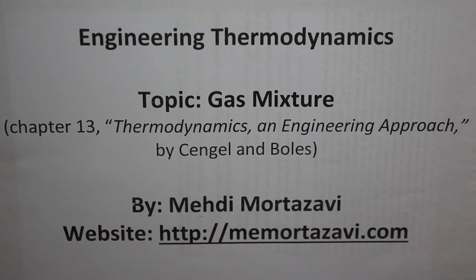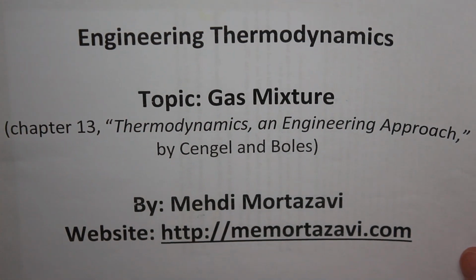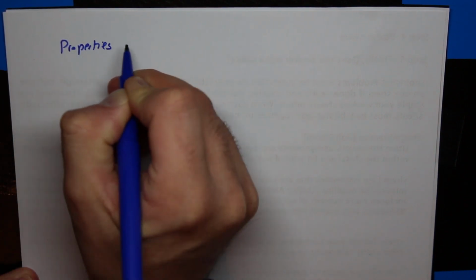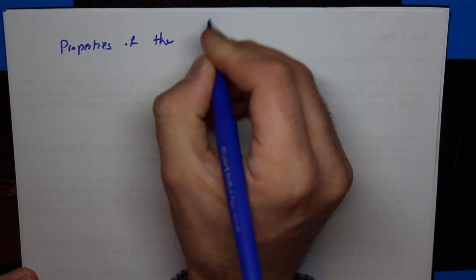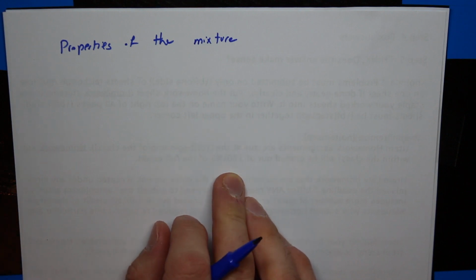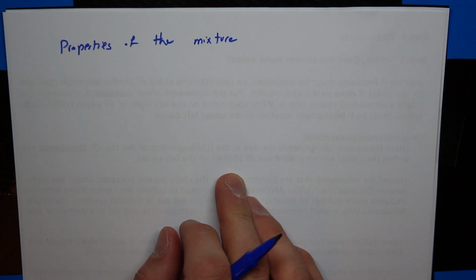Okay, now in this video, I'm going to talk about the properties of the mixture. So we are still in chapter 13 of the textbook, and I'm going to talk about the properties of the mixture. By saying the properties, I simply mean, for instance, what is the equation for the internal energy? What is the equation for enthalpy, entropy, and the other properties for the mixture?